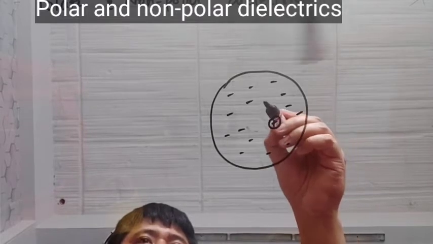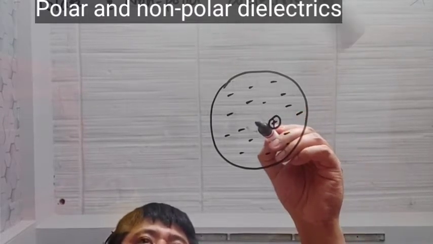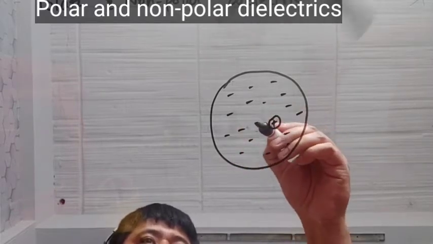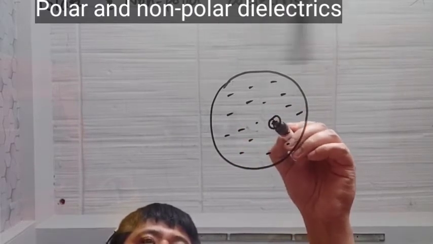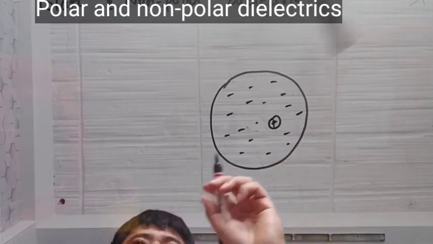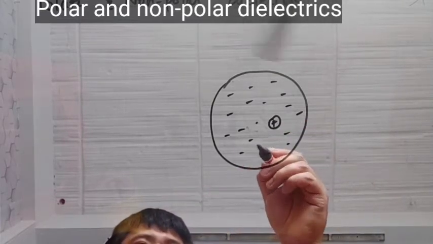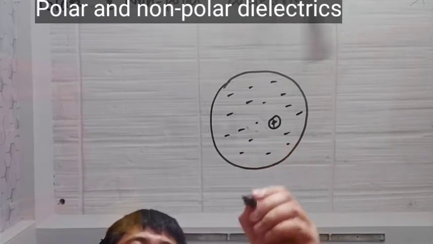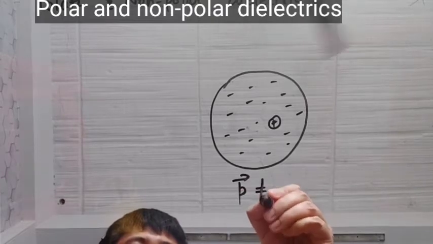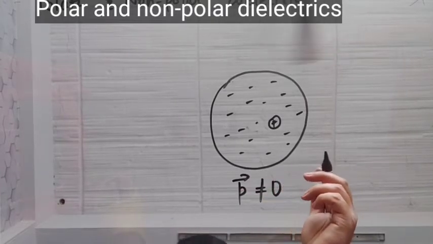So in this diagram, this will be the center of gravity for the electrons, and this is the center of gravity for the positive charge. So it is polar. There will be dipole moment. If it is polar, the dipole moment is not zero.